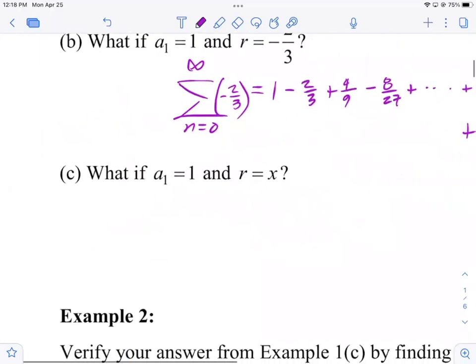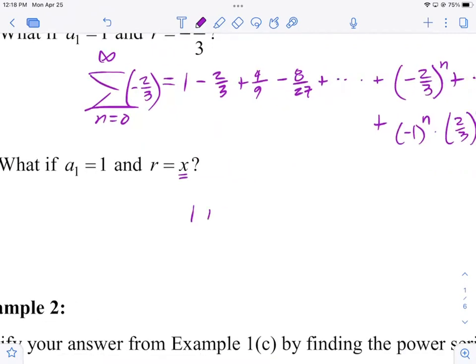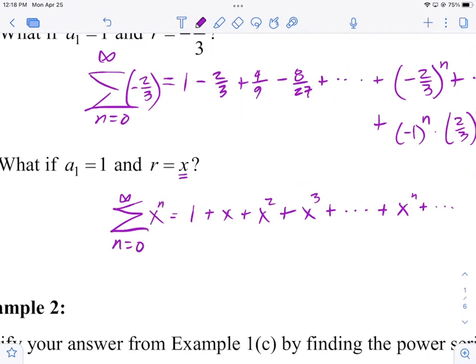What if the first term is still 1, but we take the ratio and we just let a variable stand in for it, right? Your first term is 1. What's your next term? X. Plus X squared. Your next one? Plus yada, yada, yada, plus X to the N plus yada, yada, yada, right? And if you were to collapse that down, that would be from N equals 0 again to infinity of just X to the N.